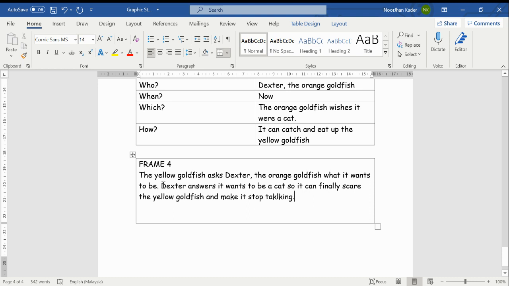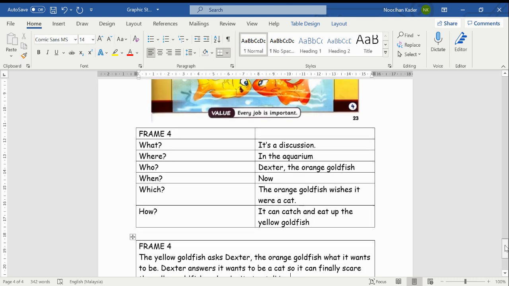Okay, I think that's enough because here we have one, two, only two sentences, but it's a bit lengthy. Yeah, because we are actually summarizing the story. So we'll stop here. So frame 4. In frame 4, the yellow goldfish asks Dexter, the orange goldfish, what it wants to be. Then Dexter answers it wants to be a cat, so it can finally scare the yellow goldfish and make it stop talking. Yeah, it's a bit funny, but that is a story.